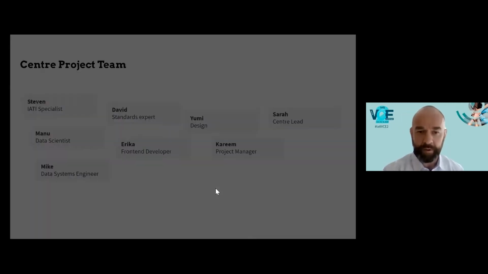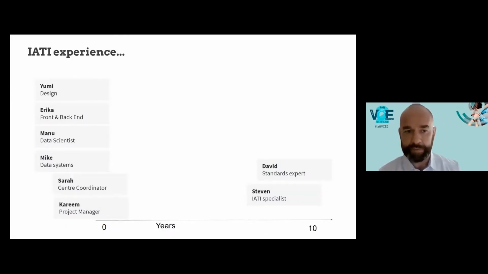But I also reflected on how much experience each person had of IATI. And I mentioned 10 years I've been around. David's been around even longer with IATI, having been involved in the first version. But most of those people I mentioned before have zero years experience or very little experience, particularly hands-on experience of IATI. And that was really vital and interesting, because not only did we have to use IATI data, we had to talk to each other and explain lots and lots of IATI to our colleagues.